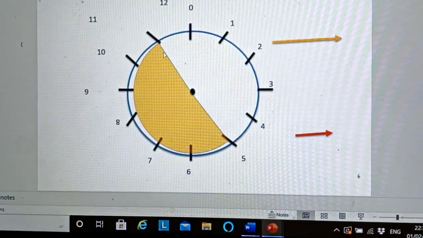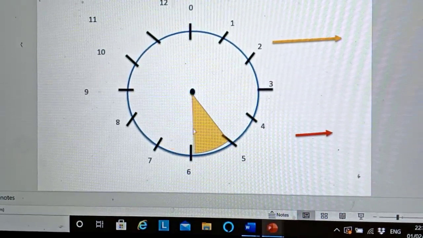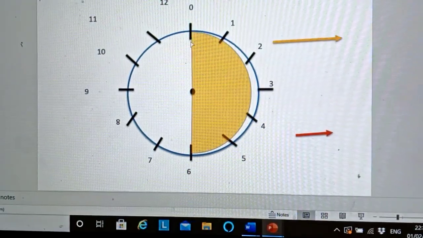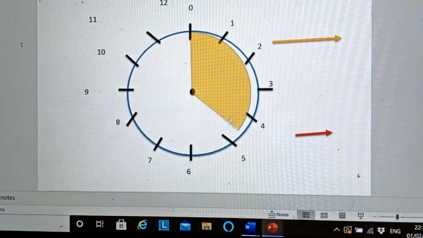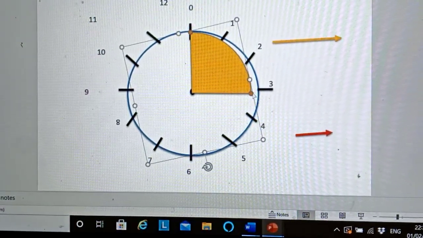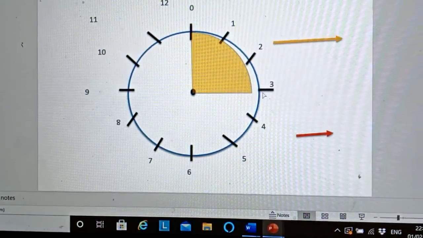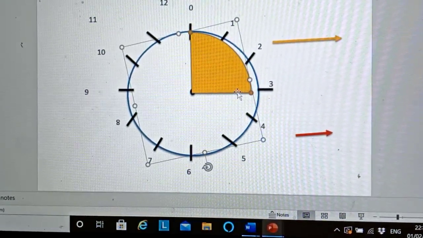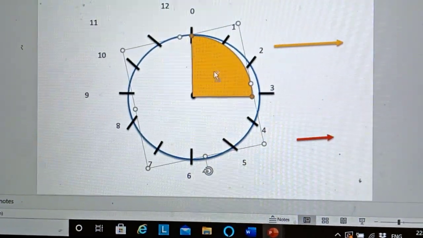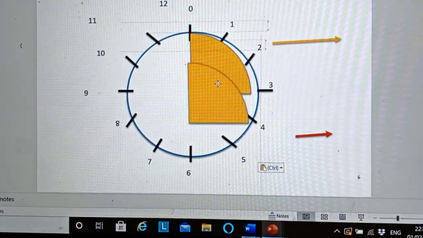What would 3/4 of an hour be? Oh no, quarter. What's a quarter again? Let's think about a quarter. A quarter would be that. How many minutes is that? 5, 10, 15. If that's 1/4, let's do another quarter. Let's make the quarter there. So let's do another one. Let's stick another one in.